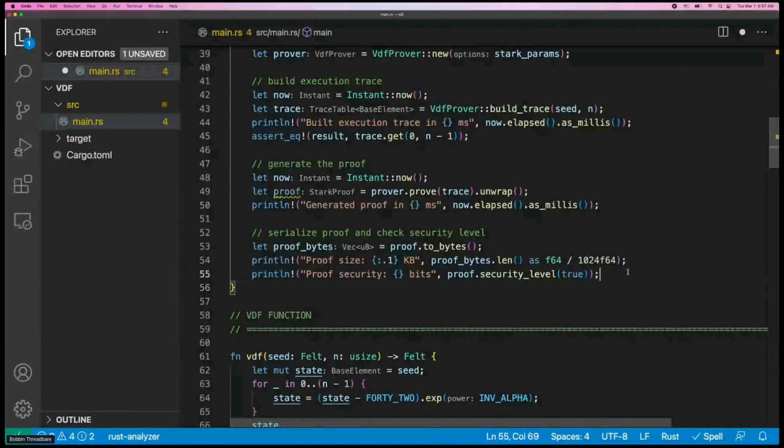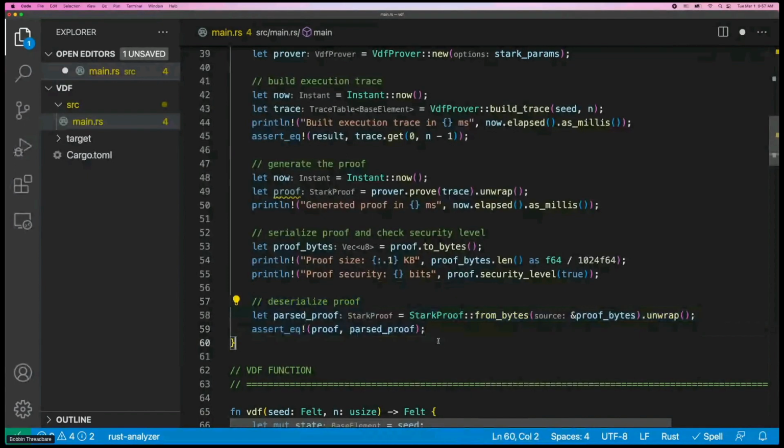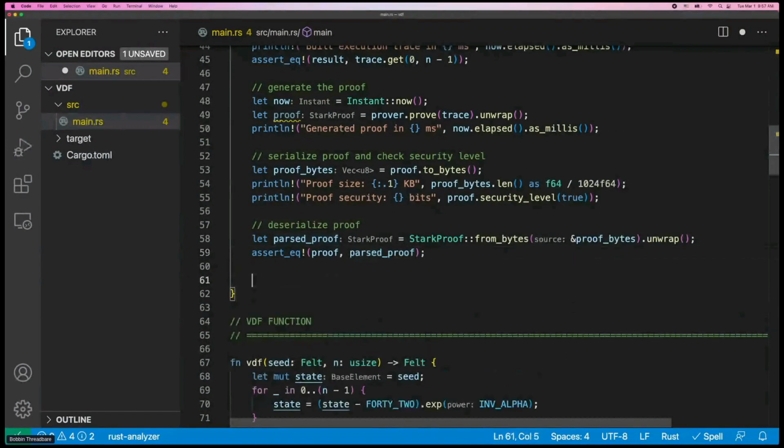And then let's see, we want to again deserialize the proof to make sure that serialization and deserialization works fine. And here we would see that if we serialized and deserialized, the proof should be the same. And the last thing that we want to do in here is just make sure that the proof actually can be verified. So here is the simple set of statements.